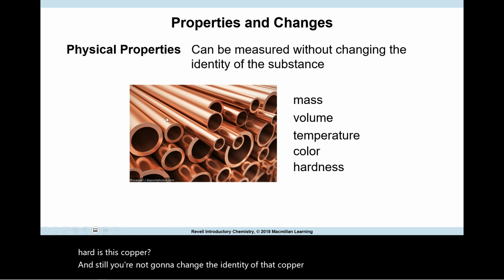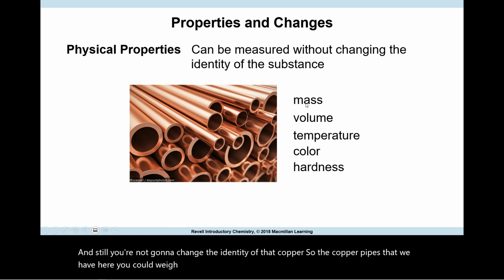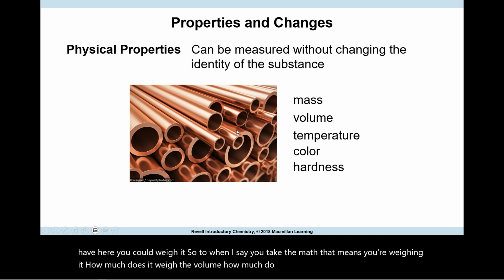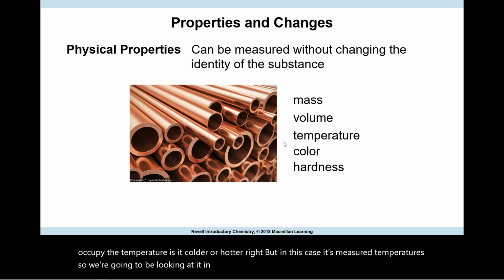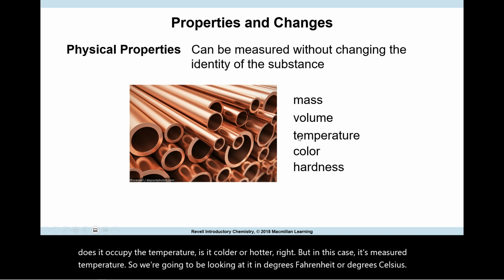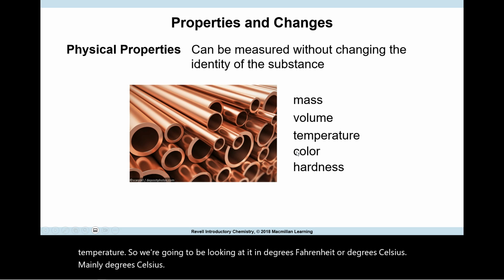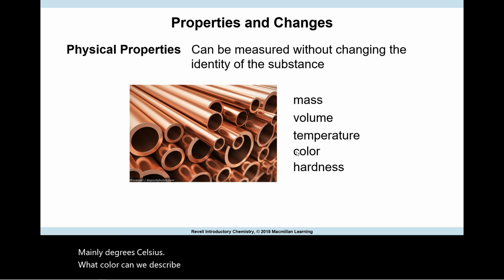So the copper pipes that we have here, you can weigh it. So when I say you take the mass, that means you're weighing it. How much does it weigh? The volume, how much do you have? How much space does it occupy? The temperature, is it colder or hotter, right? But in this case, it's measured temperature. So we're going to be looking at it in degrees Fahrenheit or degrees Celsius, mainly degrees Celsius. The color, can we describe it? Yeah. And it's not going to change, right?